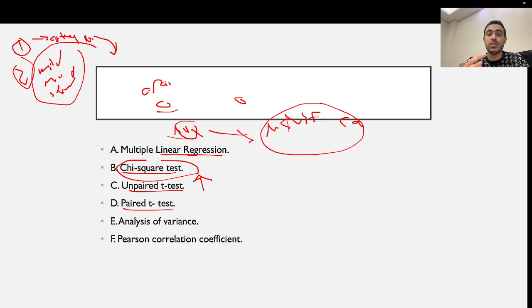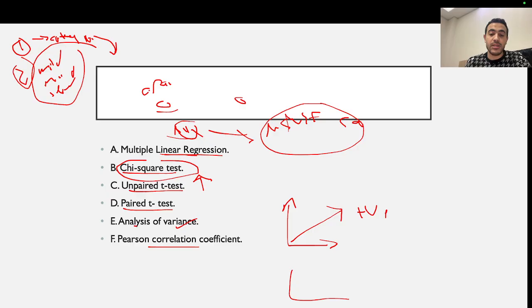Paired t-test is when I do a measurement on the same group before and after the measurements or intervention, this is what we call paired t-test, the same participants. Correlation, the strength of association between, not the prediction, just correlation between two continuous variables. This is positive correlation and this is negative correlation. And if there is no correlation at all, the line will be like this between continuous variable and continuous variable. Thank you.